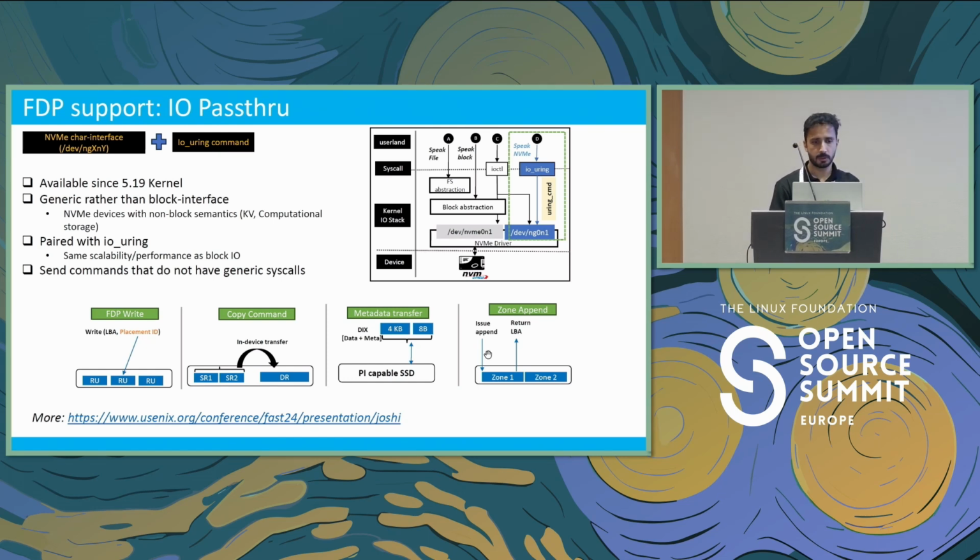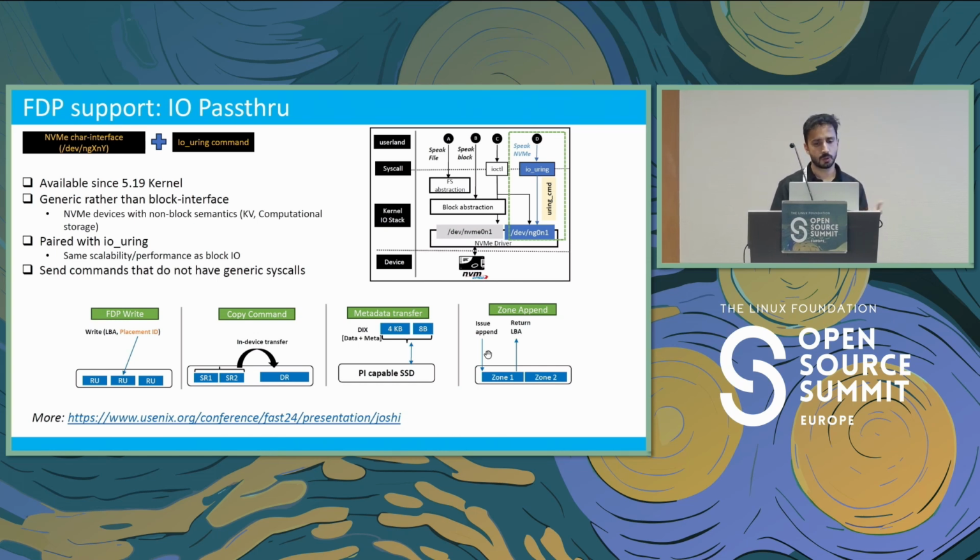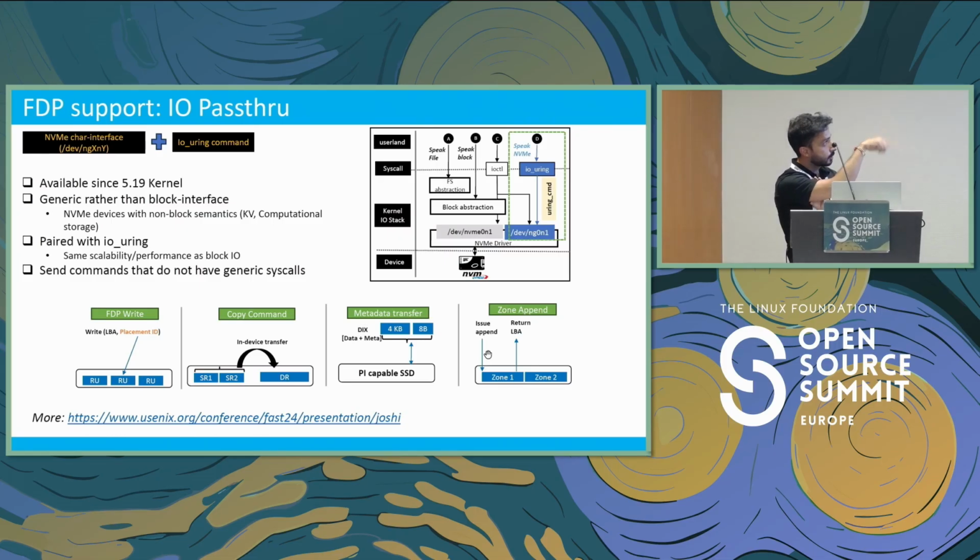So this particular path was created for various other reasons, not actually for FDP, because we see the emergence of non-block IO, non-block semantics devices, basically like KV, key value, and computational storage. Yes, this is one part of it: new devices are emerging and they need to be supported. They do not fit well into the block abstraction, so we need something for that. So this path was solving it.